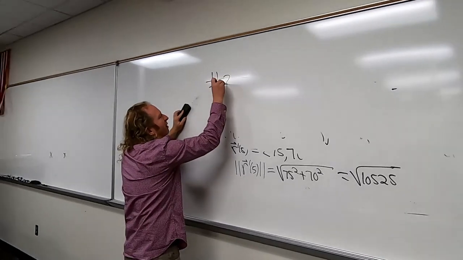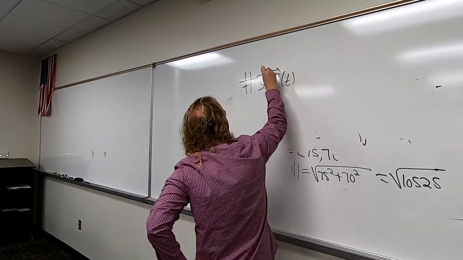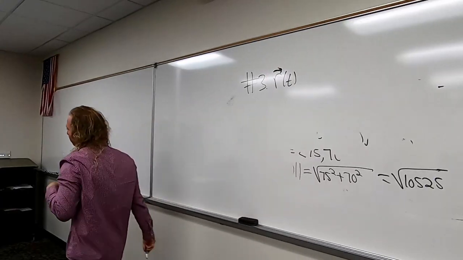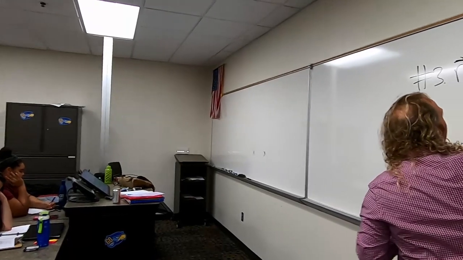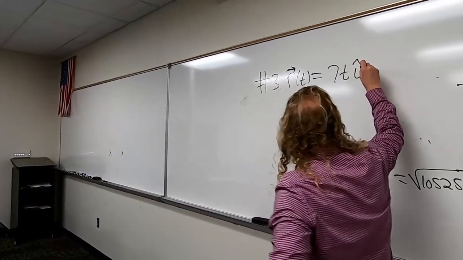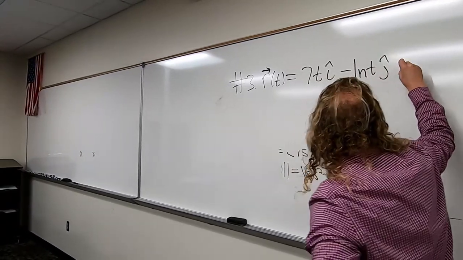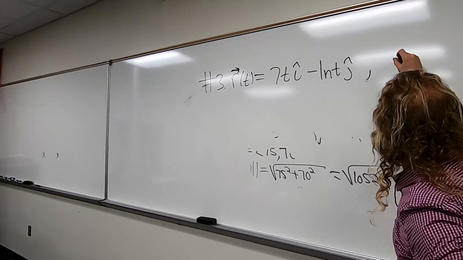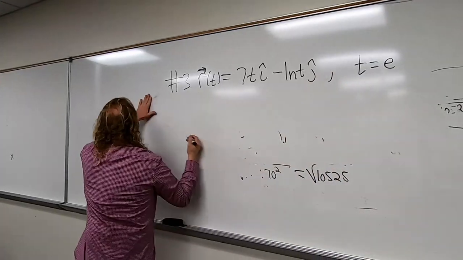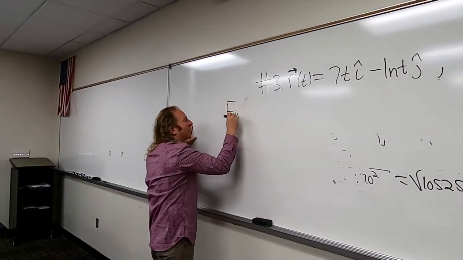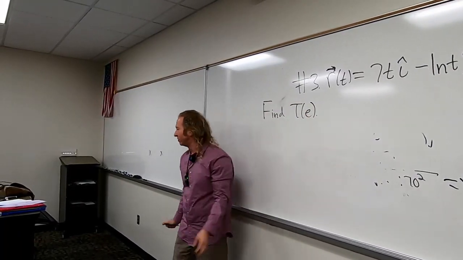So number three. Three is R of T. So we have R of T, and it's equal to 7T I hat minus LN T. And what's T? E. And it wants T of E? Yeah. Okay. So find T of E. Find T of E.